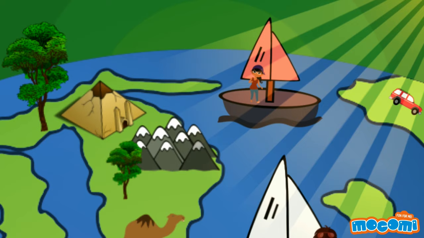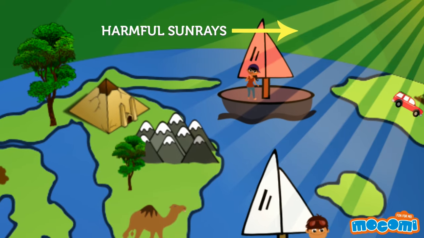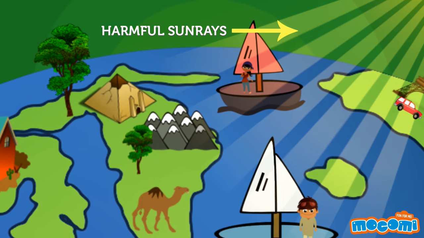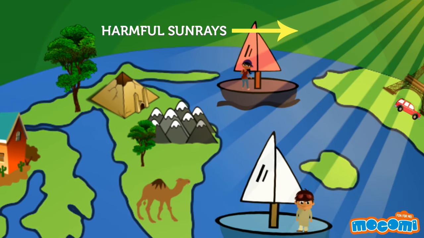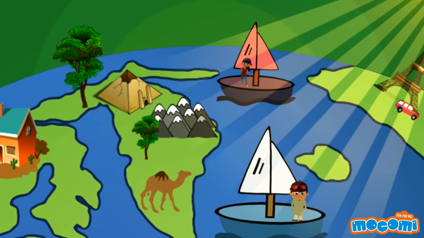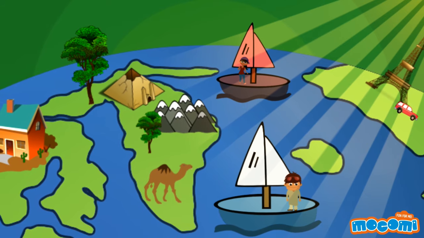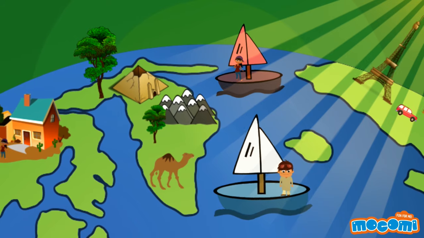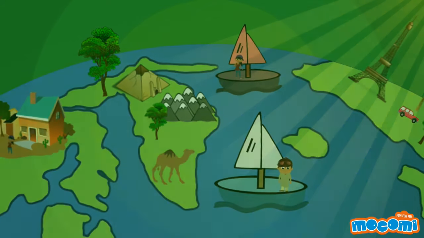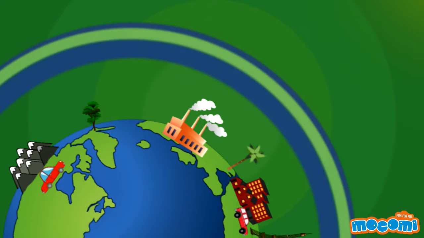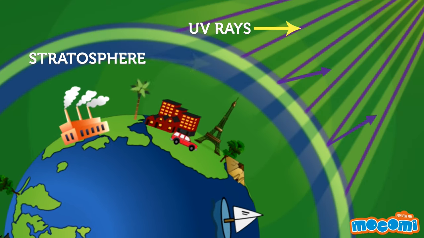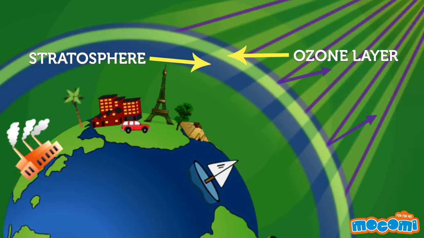Ultraviolet or UV rays are harmful sun rays that can increase the risk of skin cancer, cataract, and harm the immune system. They can also damage terrestrial plant life, single-cell organisms, and aquatic ecosystems. Life on Earth is protected from the UV rays by a layer in the stratosphere called the ozone layer.